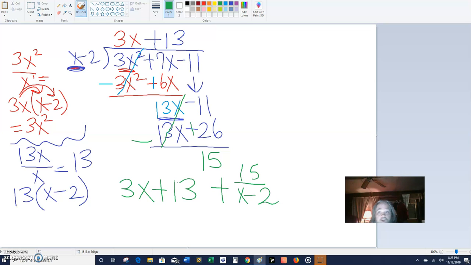Let's look at another example, polynomial long division.